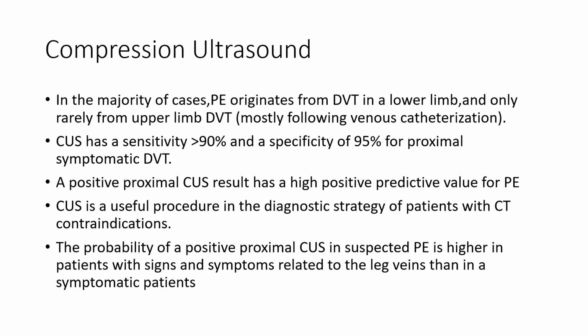So if the patient has positive proximal compression ultrasonography in suspected PE, then we can suspect pulmonary embolism, particularly in a patient with signs and symptoms related to the leg vein. What I want to say is, if a patient shows signs of PE, and we perform bedside compression ultrasound and find a proximal DVT, then we can treat that patient as pulmonary embolism.